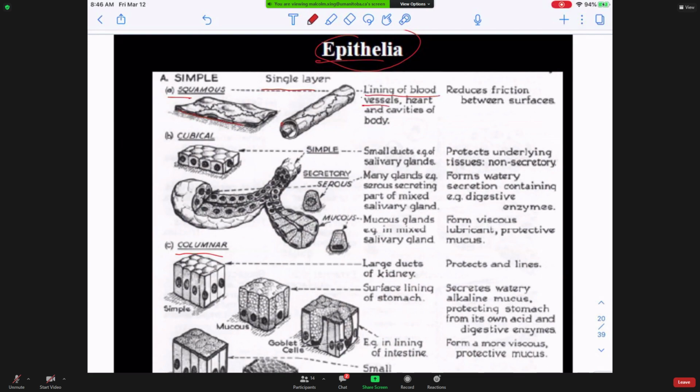That's where we saw the endothelial cell, endothelium, okay. Endothelium, and the heart and the cavity of the body, so generally it's very thin, a platform kind of structure. So the purpose is to reduce friction between surfaces.